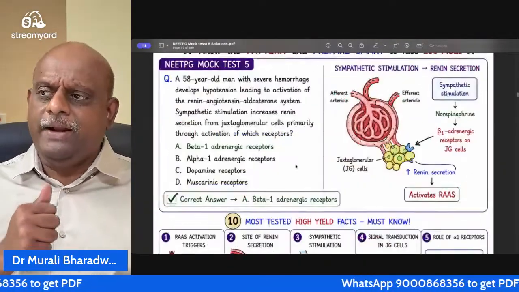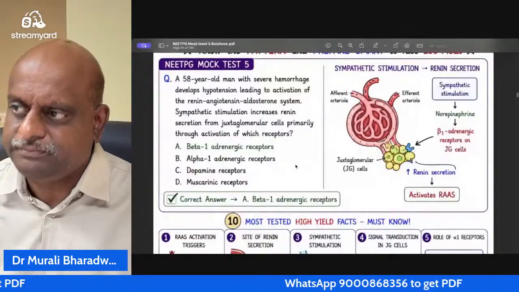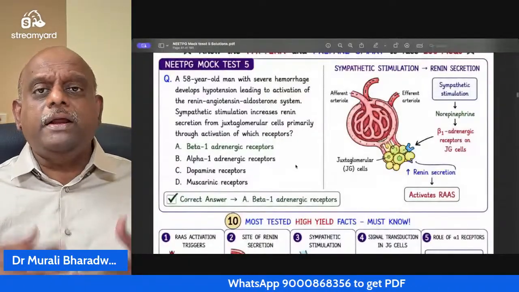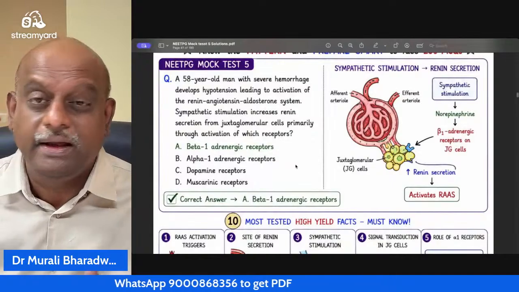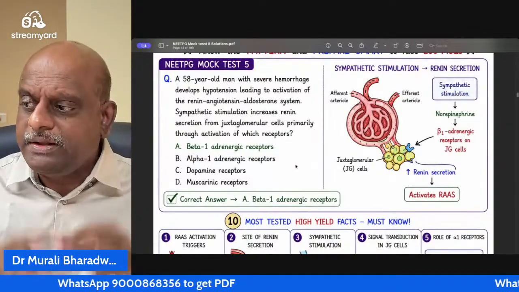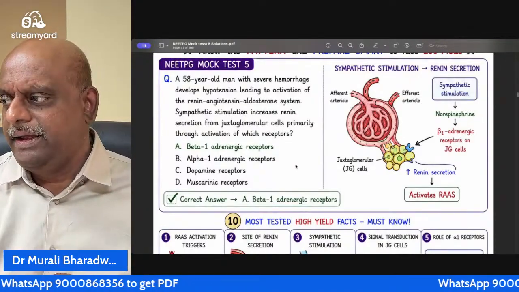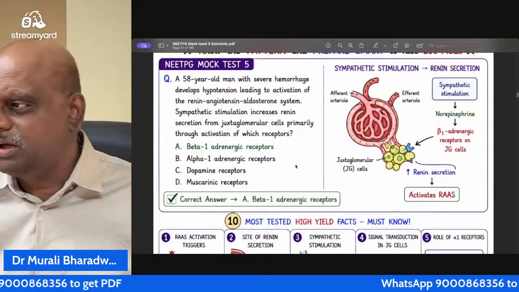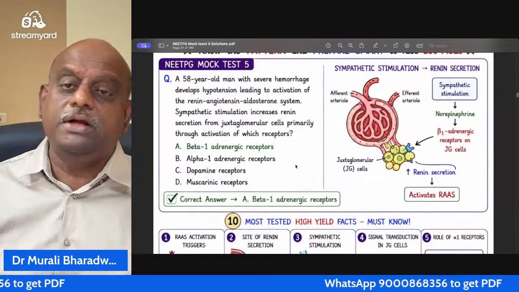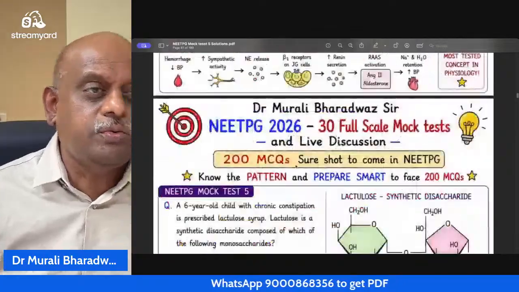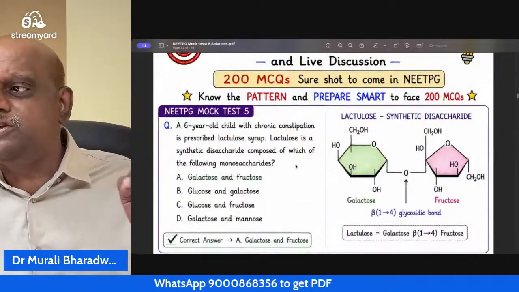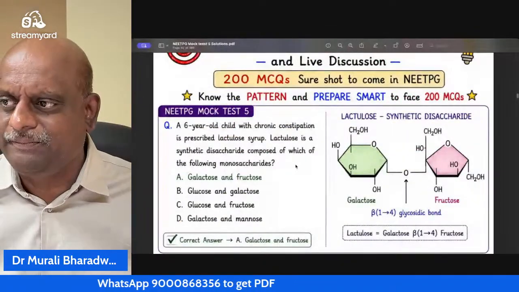A 58-year-old with severe hemorrhage develops hypotension. Sympathetic stimulation increases the renin secretion. It acts on which receptor? It is the beta-1 adrenergic receptors, which are typically present on the juxtaglomerular cells on which it acts. Once more, doctor, renin-angiotensin system in physiology is a favorite question of the examiner.